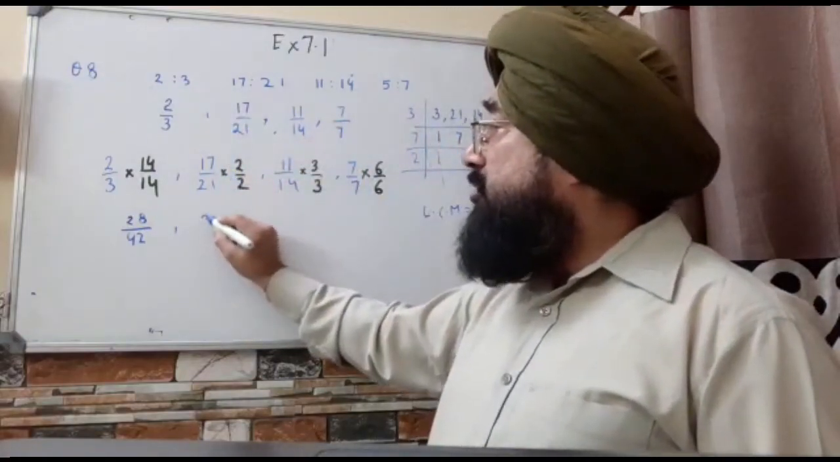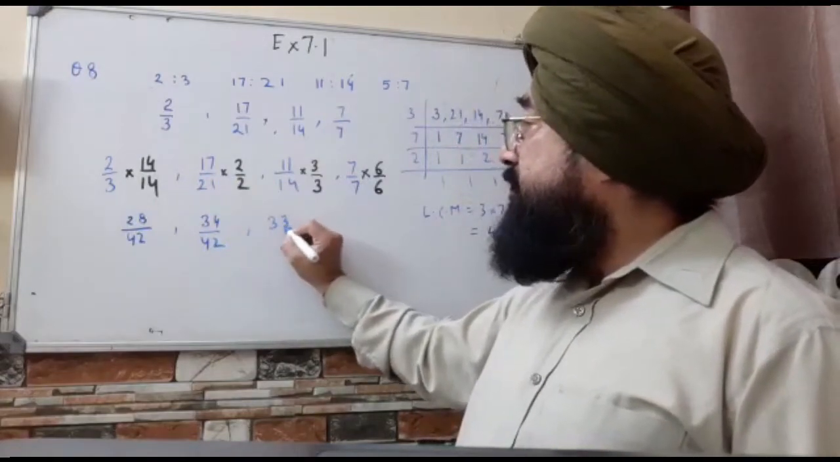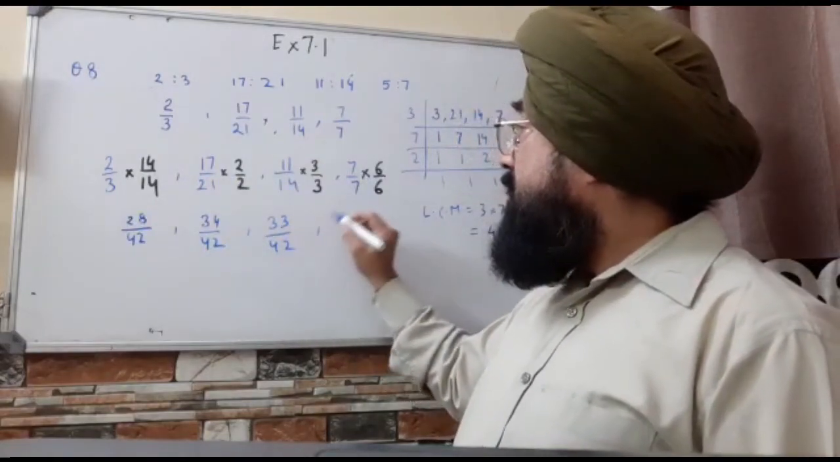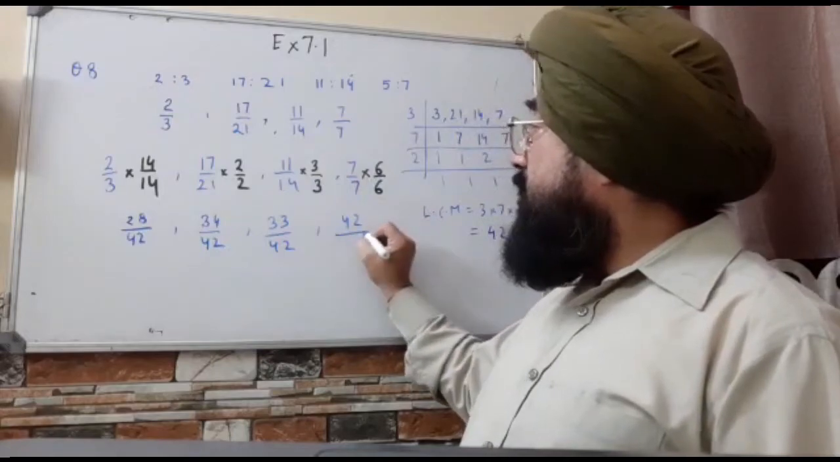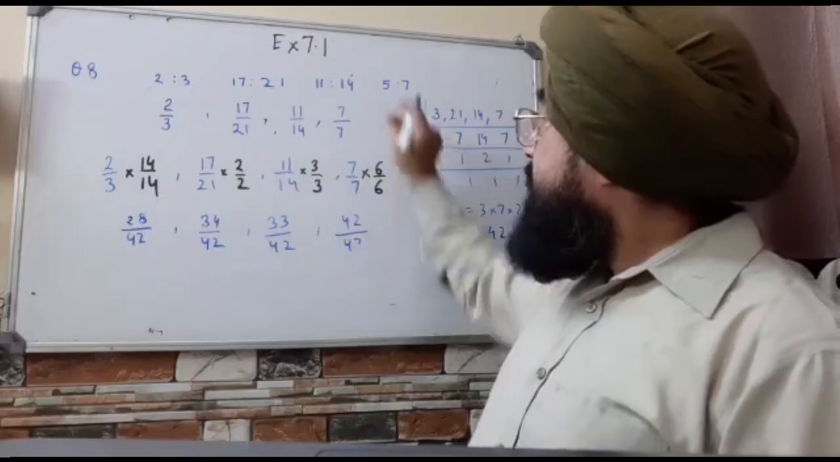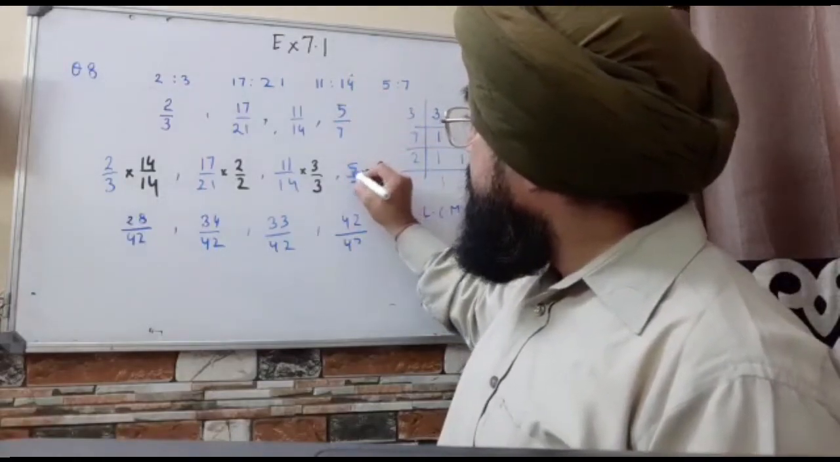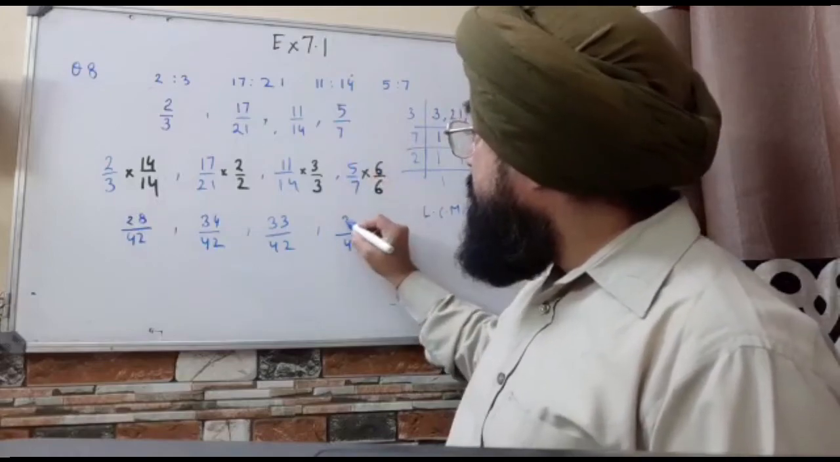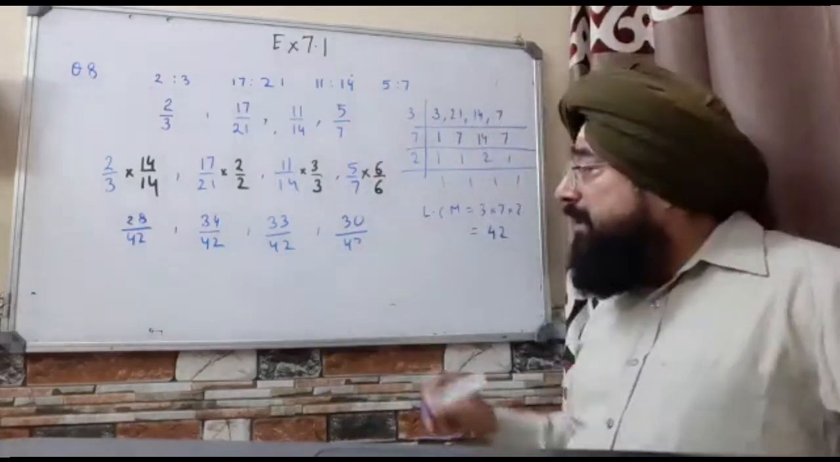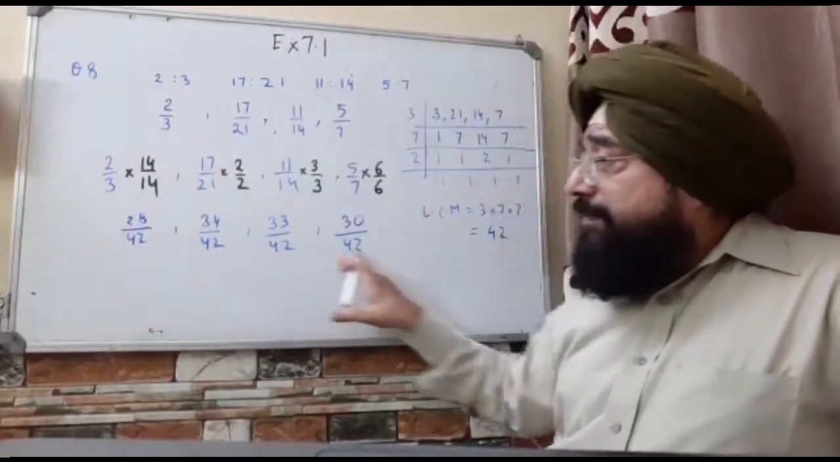So this becomes what? 34 upon 42. This becomes 33 upon 42. And this becomes 30 upon 42. 7 6 are 42. Oh sorry, it is 5. I'm so sorry. It's 5 upon 7 and 5 6 are, yes, 30, you are correct. So copying error every time with me. 30 upon 42. So see, the denominators have become the same.